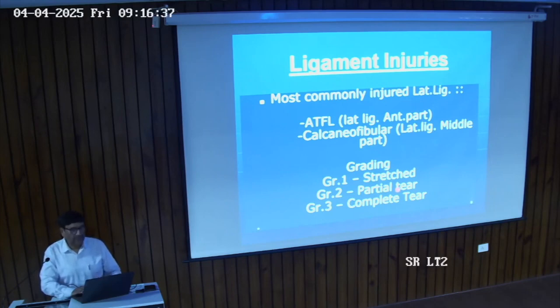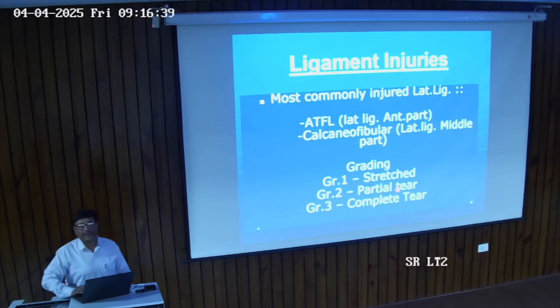Okay. And how do we grade these ligament injuries? If there is just the stretching of the ligament, it is grade 1. If a few fibers get torn, it is grade 2 or a partial tear. And in grade 3, there is complete tear of the ligament.